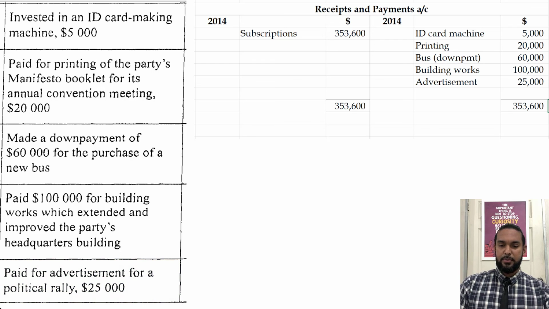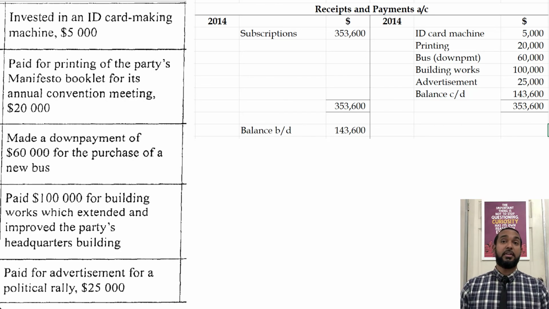Now the totals here would be $353,600, so we will have a balance carried down from the credit side and brought down on the debit side, which indicates, well, you're not in overdraft, so you don't owe your bank any money. So you have an amount of cash in your bank of $143,600 for your use.